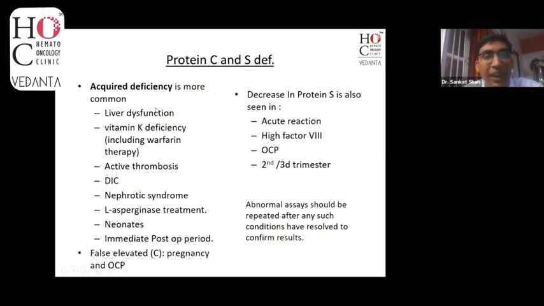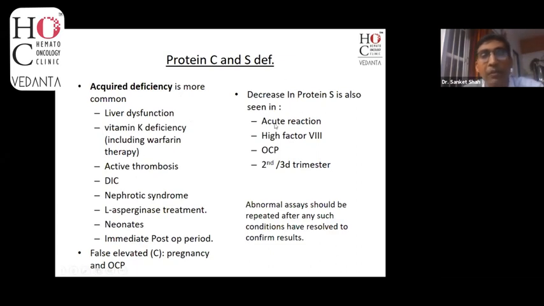Apart from that, acquired deficiencies can also be seen, which is much more common in case of liver dysfunction or vitamin K deficiency, because both the factors are vitamin K dependent. Active thrombosis, DIC, nephrotic syndrome, L-asparaginase treatment, all this protein loss, neonates, or even the immediate post-op period result in protein C or S deficiency.